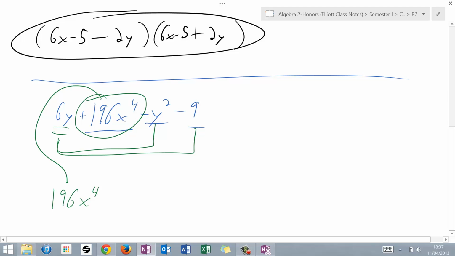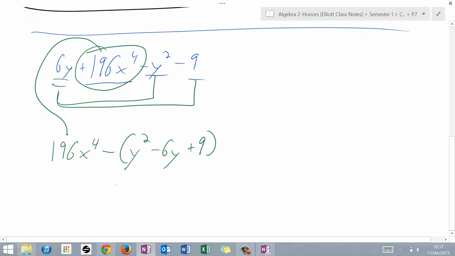196x to the 4th. Then I'm going to have a minus, because I need to have a difference of 2 squares, and I'm going to pull a negative out of everything else, putting it in descending order. Minus a positive y squared, negative 6y, positive 9. That way, when I factor this as a difference of 2 squares, as a perfect square trinomial, it will work out, and it will also have the correct signs, because if I were to pull that back in, it would end up becoming what it was before.